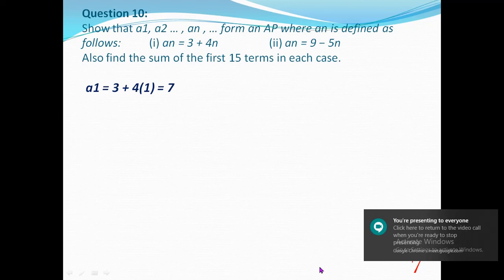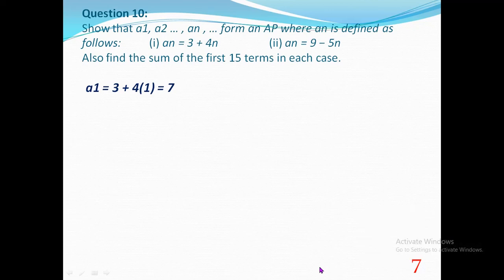Show that A1, A2, A3 up to AN form an AP, where AN is defined as follows: AN equal to 3 plus 4n, and AN equal to 9 minus 5n. Two questions are there. First question we solve first here. We will take AN equal to 3 plus 4n. This is the question given.